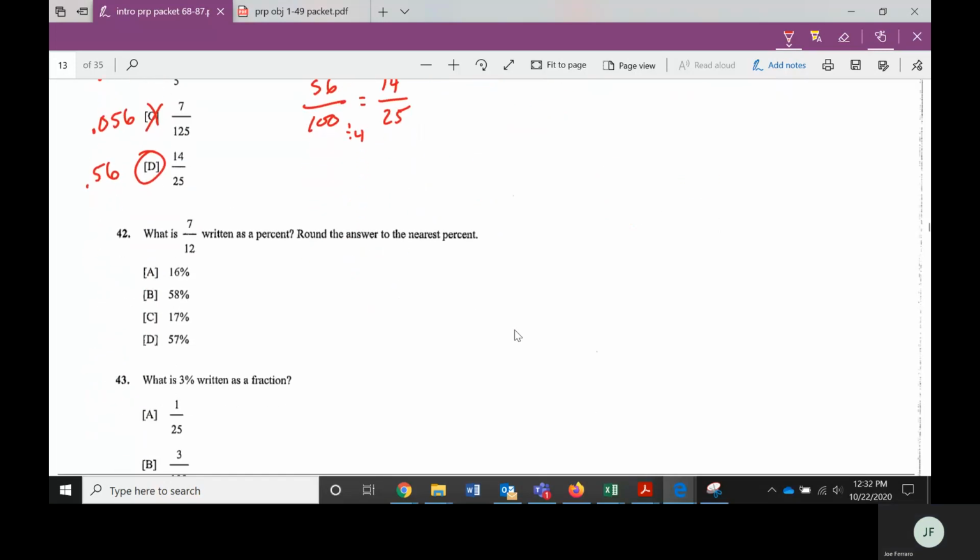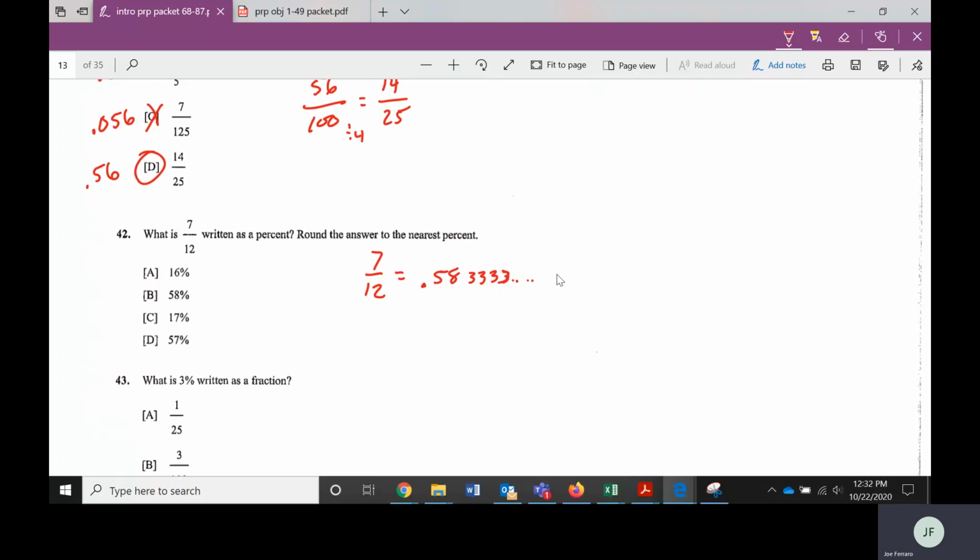Okay. Almost done here. These last 2 problems. We have a fraction, and we have to write it as a percent. I wrote this on the other page. We're going to take that fraction and write it as a decimal first. 7 divided by 12 gives me 0.58 and then 3 repeating.